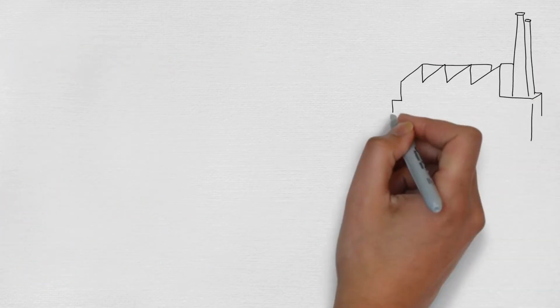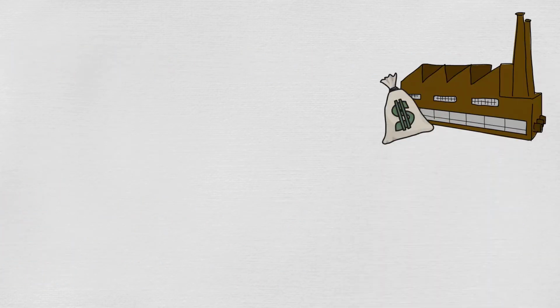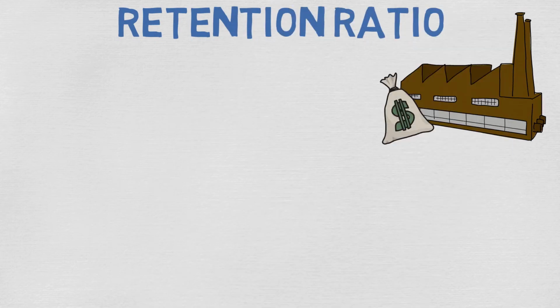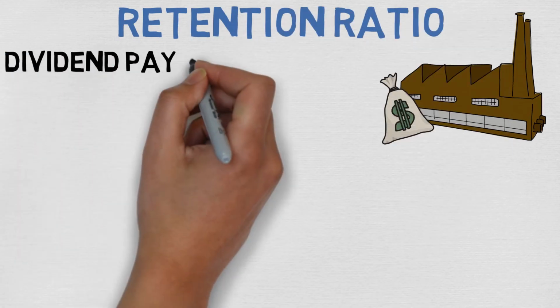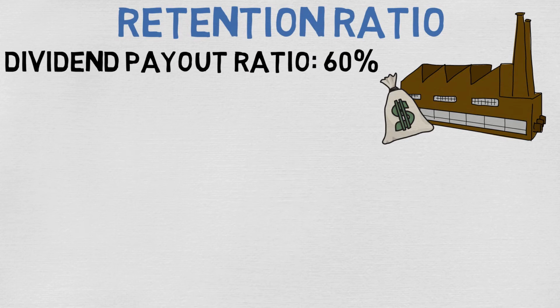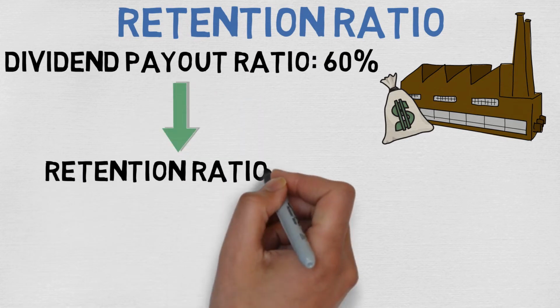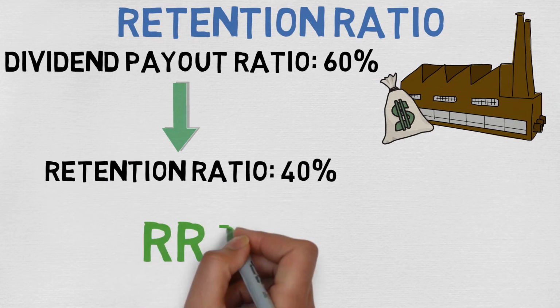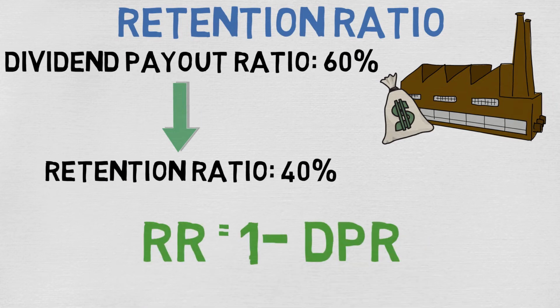If you want to know how much the company is retaining, aka the retention ratio, this can be easily calculated with the dividend payout ratio. If the dividend payout ratio is 60%, the retention ratio is 40%. This is calculated by subtracting the dividend payout ratio from the number 1.